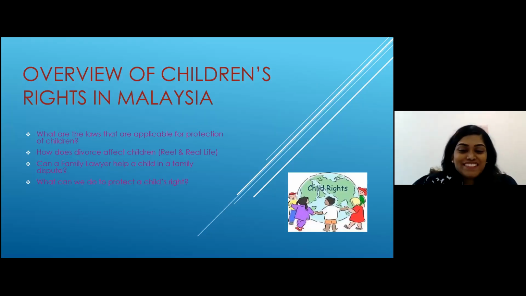So today's session is going to be an overview of children's rights in Malaysia. This topic covers the laws that are applicable for protection of children, how divorce actually affects children in both real and legal life, how a family lawyer can help a child in a family dispute, and also what a commoner like us can do to protect a child's rights.